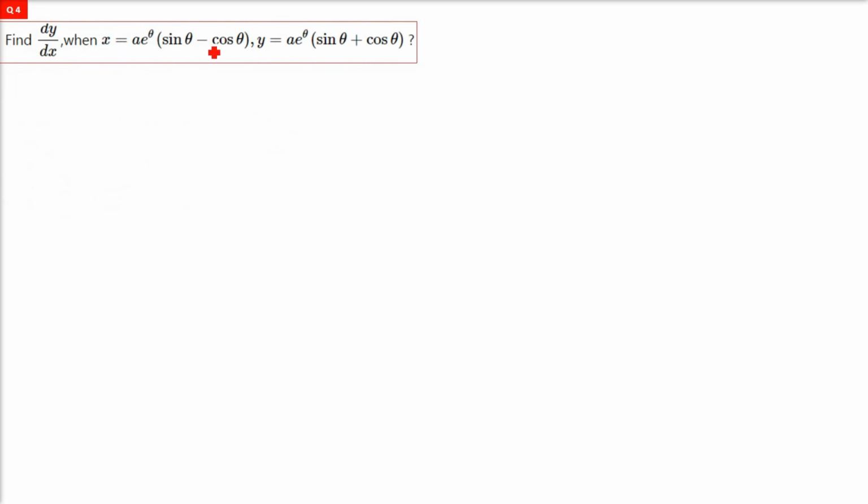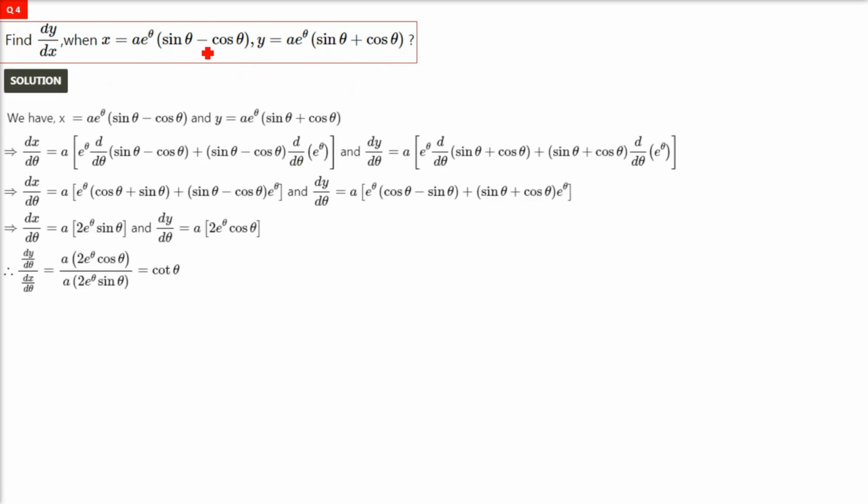There will be certain complicated questions that will be popping up. So now we'll do it in a fast forward manner. dx by d theta is equal to a, and you don't have to worry about a at all.